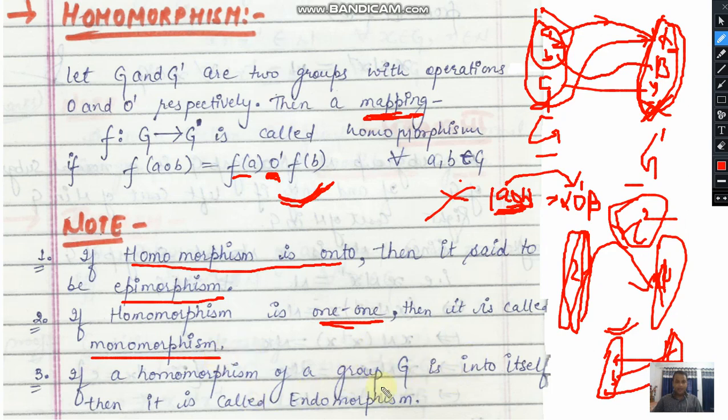Similarly, if the mapping is into, it means there is at least one element in G dash which is not mapped by any element of G. Let us suppose in this case there is an element which is not the mapping of any element of G. So now this is the case of into, and in case of into the homomorphism is known as endomorphism. So I hope you have understood the definition of homomorphism. Generally, homomorphism will satisfy this definition. It means the mapping of the composition of two elements will be equivalent to the composition of their mappings.